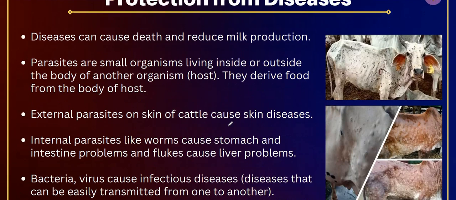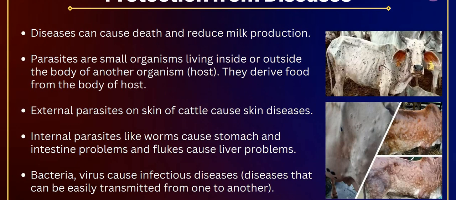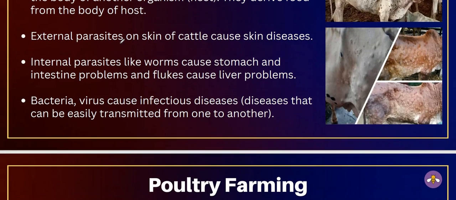Protection from disease. Now look at this first condition. It is a virus that acted on the cows. Disease can cause death or reduce milk production. Parasites are small organisms living inside or outside the body. They derive food from the host. External parasites on the skin of cattle cause skin disease. Internal parasites like worms cause stomach and intestine problems, and flukes cause liver problems to the cow.